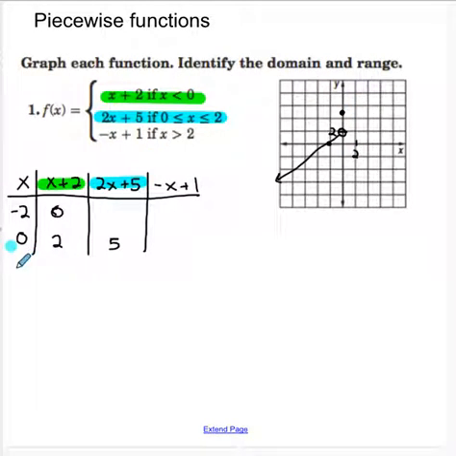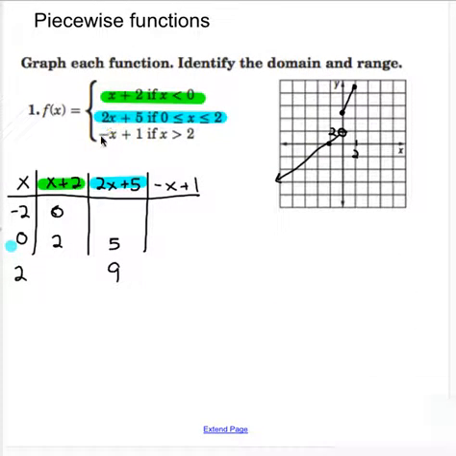And I'm going to go up to 2. And at 2, I've got 4, that's 9. 2 times 2 is 4 plus 5 is 9. So at 2, I'm at 2, 4, 6, 8, 9. So I'm going to connect those dots.